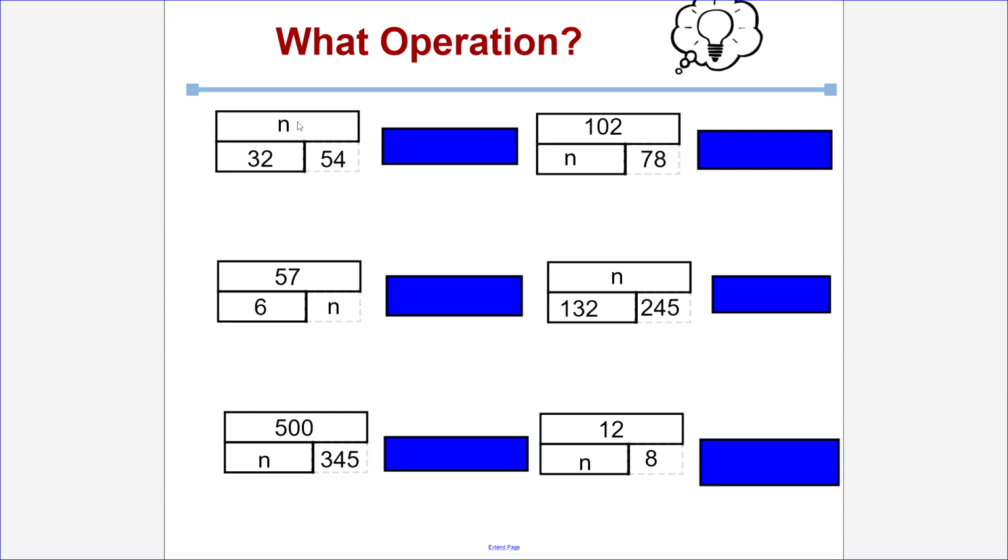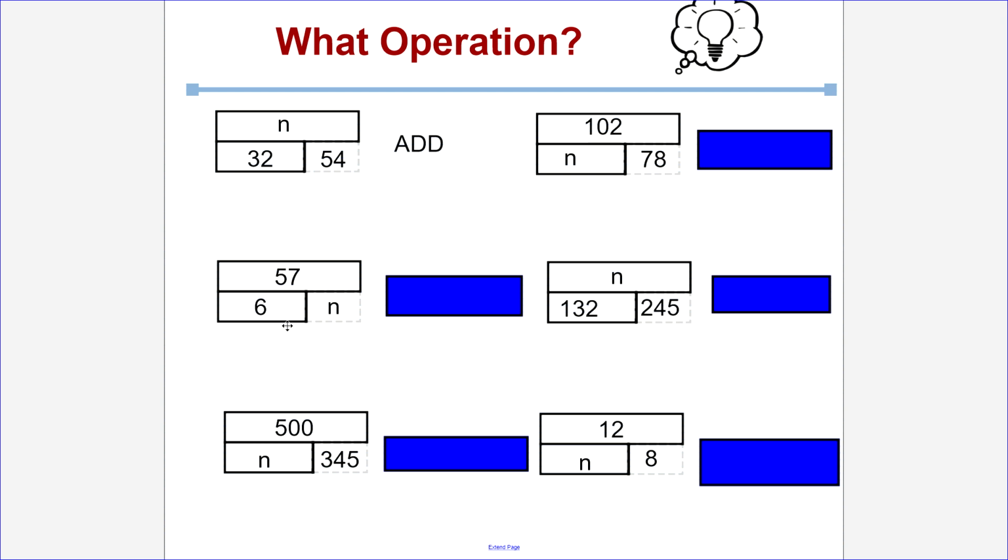N is the greater amount. We don't know it. 32 is the lesser amount, and 54 is the difference. Would we add or subtract to solve this problem? Because the greater amount is missing, we would add to solve this problem. Lesser amount plus difference equals the greater amount.